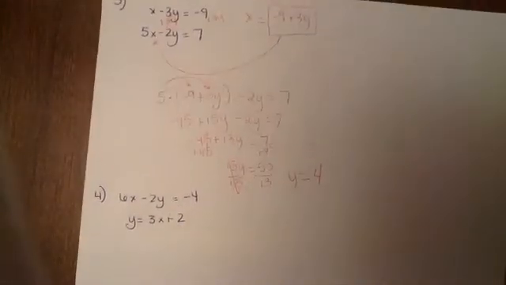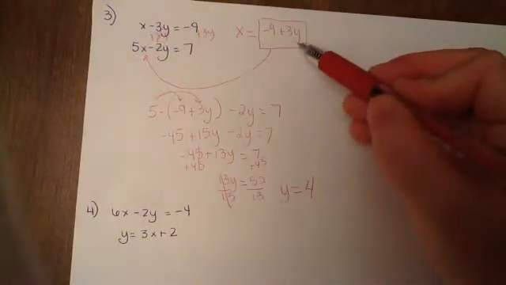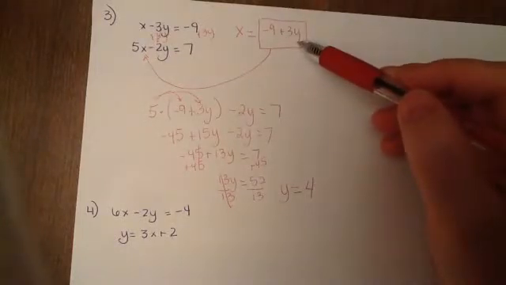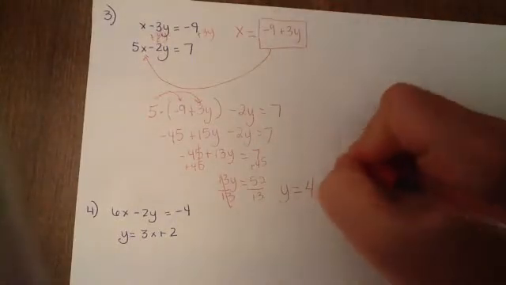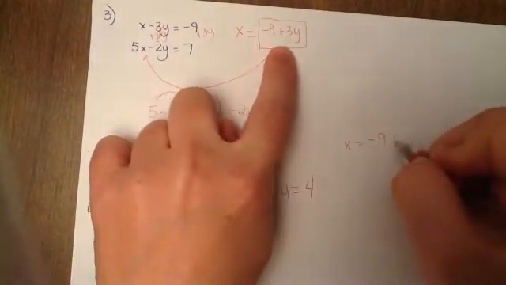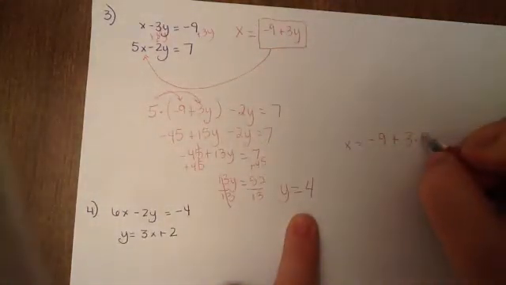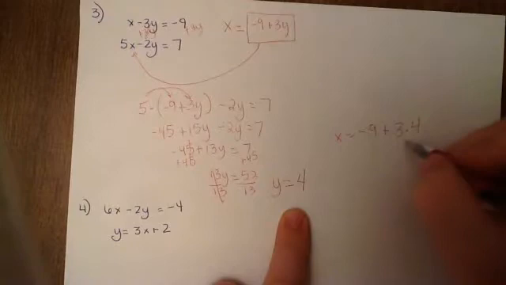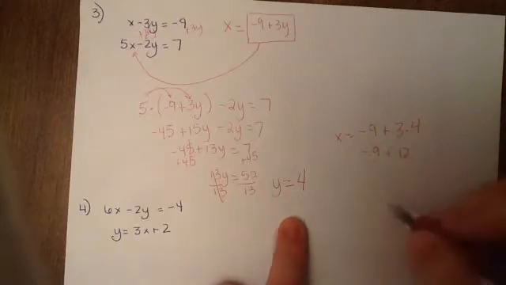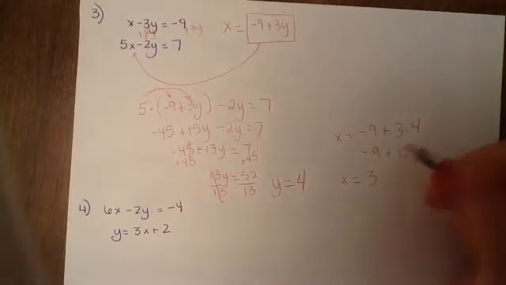Now that you know y, what do you do with it? Plug it back in here to the box that we put when we put a box around this. So we have x equals -9 plus 3 times y, and y is 4. Multiply 3 times 4, 12 plus -9, x equals 3.